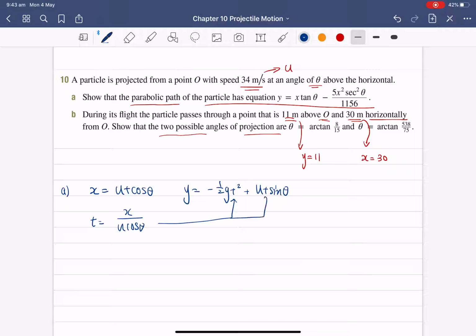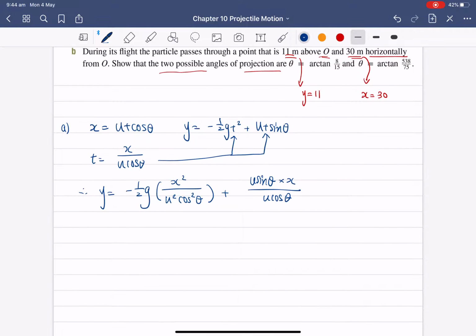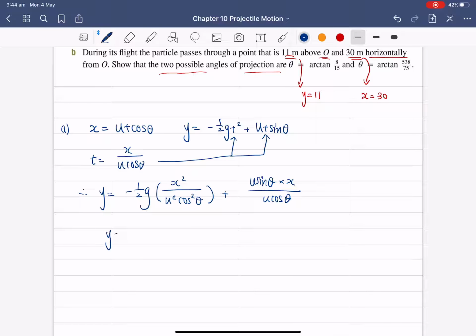So substitute. Therefore, y is equal to -1/2 g x squared over u squared cos squared theta plus u sin theta times x over u cos theta. So it's exactly the same working out. As you can see, I didn't substitute any numbers in. I want to derive the equation first before substituting everything.